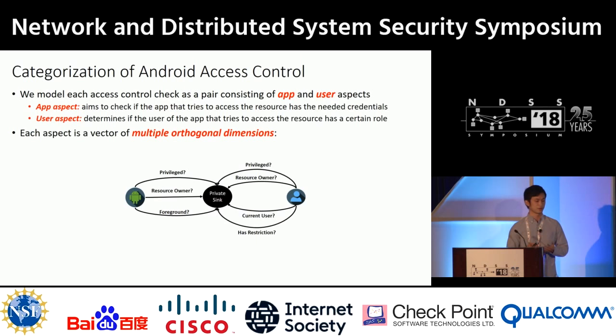The second aspect is the user aspect, which has been integrated into the Android access control model with the introduction of multi-user features. Similar to the app aspect, the user aspect includes privilege check, resource owner check, status check, and restriction check. Due to the time limitation, I will not talk in detail. If you are interested, you can look at our paper.